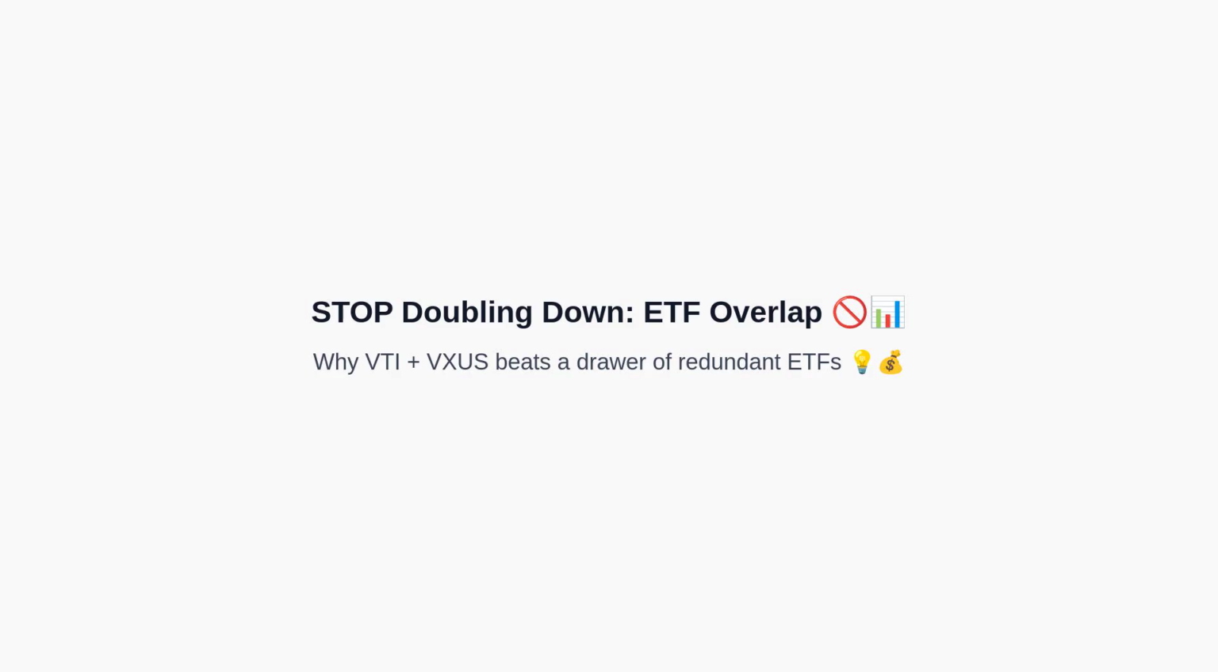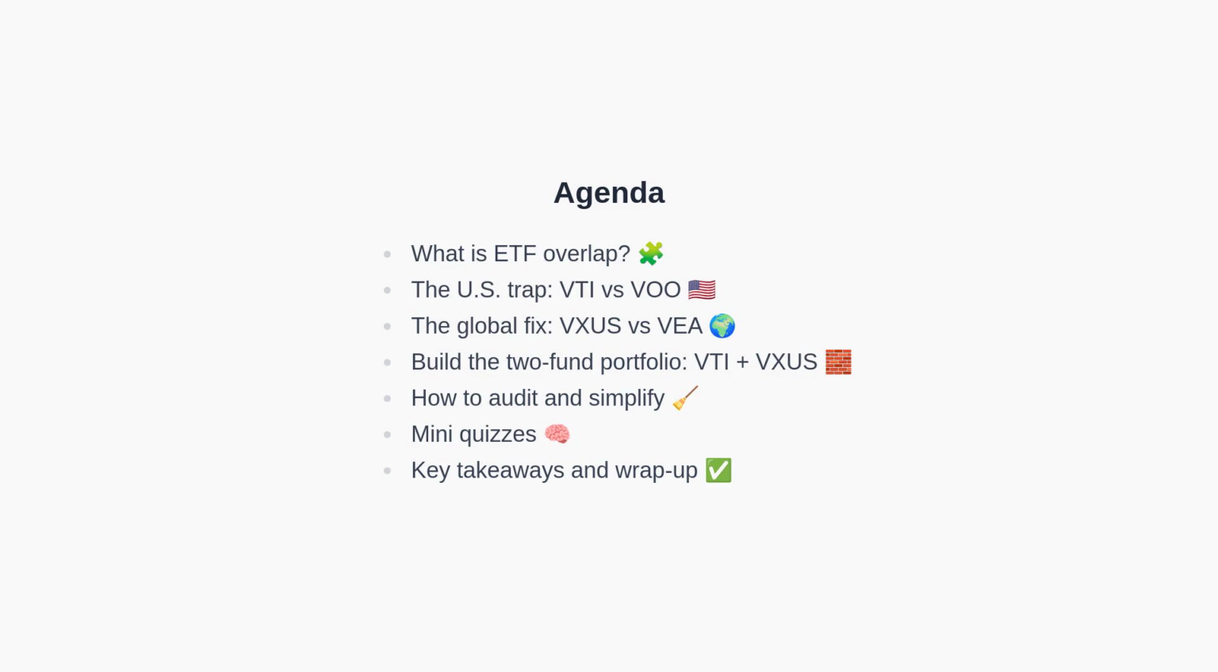Let us begin by outlining our agenda. Here is the plan. First, we will define ETF overlap and why paying for complexity reduces clarity and efficiency. Next, we will address the common U.S. market trap of holding both VTI and VOO.